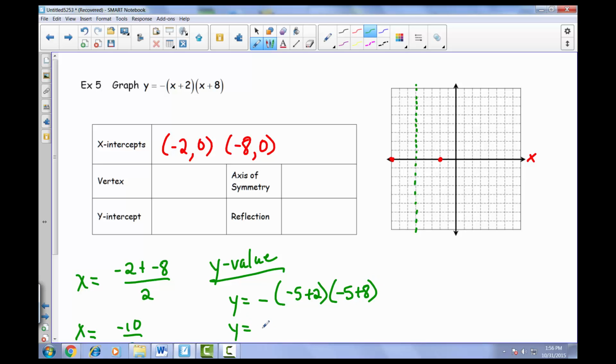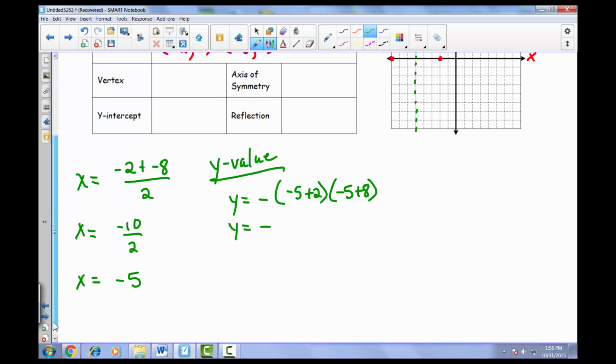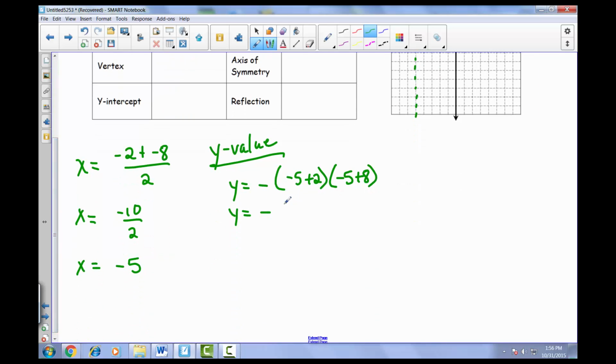So then y is equal to: -5 plus 2 comes out to be -3. -5 plus 8 comes out to be +3. So negative, really this is just -1. So -1 times -3 comes out to be +3. Times 3 comes out to be 9. So y should be 9. So for our vertex, the x value is -5 and the y value was 9.